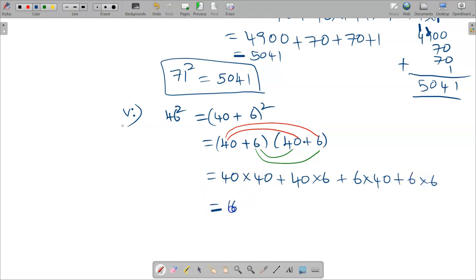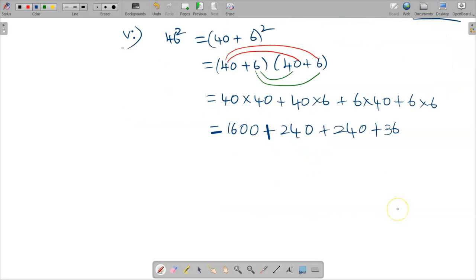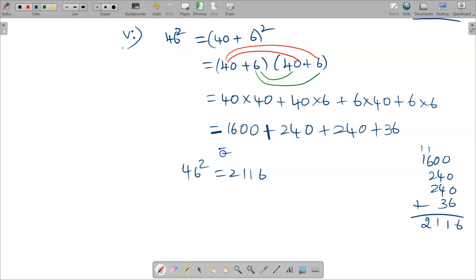4 4s are 16, 00 you have, 4 6s are 24, 1 zero is there, 6 4s are 24, again zero is there, 6 6s are 36. Okay. So 1600, 240, 240 plus 36, all the values you have to add. 6 plus 0, 6, 4 plus 4, 8, 8 plus 3, 11, 1 carry, 6 plus 2, 8, 8 plus 2, 10, 10 plus 1, 11, again 1 carry, then 2. Okay. So 46 square is 2116. Okay. So this is the final answer.